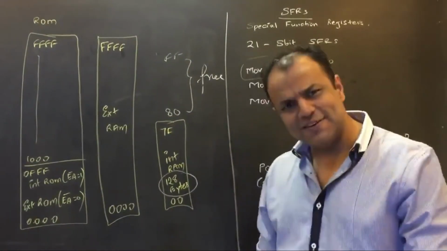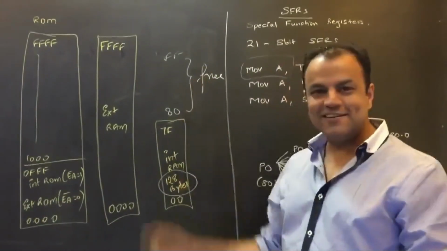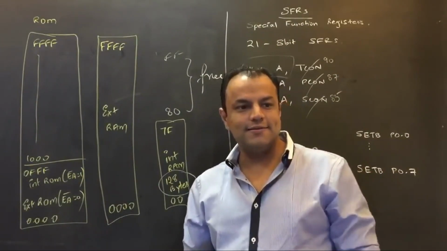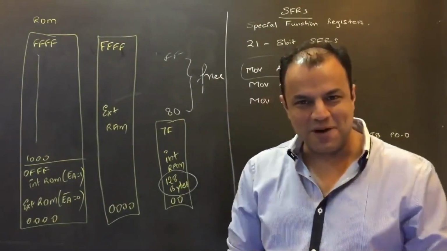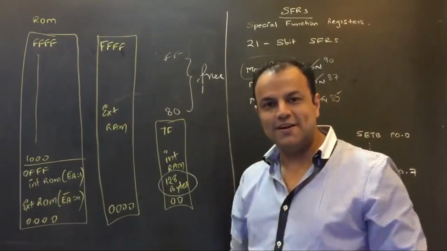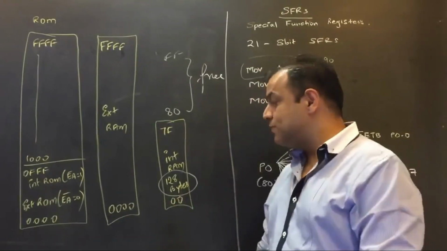What do you think? Is it a coincidence? You think they just saw all the memories and realized, oh my god, there is a set of addresses free? No. This is all a part of the plan. This is how 8051 is designed. It's a masterpiece of a chip. The way it has been created, there's so much intelligence gone inside. Internal RAM, they purposely kept it of size 128 bytes.